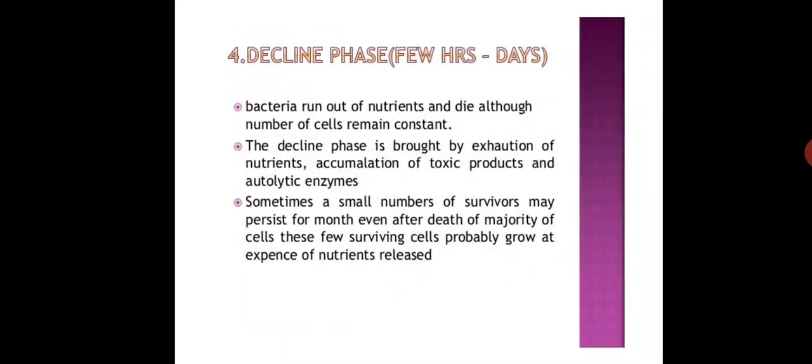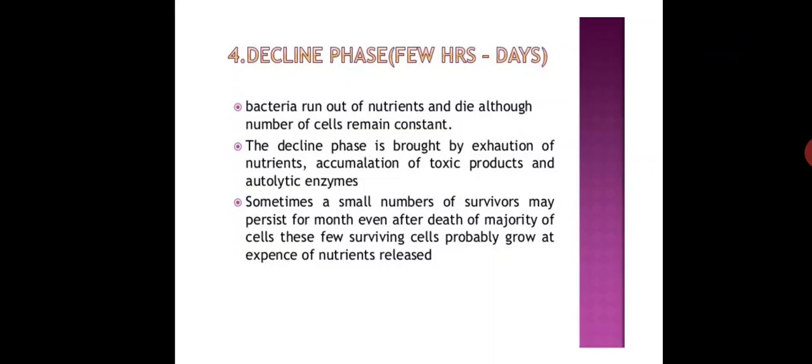Next, the next phase is the decline phase. As we are not supplying fresh nutrients to the bacteria, the nutrients are going to be depleted very drastically, the older cells have already died, and there is no chance of new cells forming. With this, we can see the downfall in bacterial cell number. So the decline phase indicates the downfall in bacterial cell number.